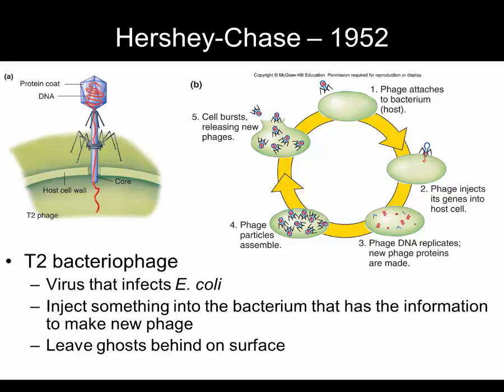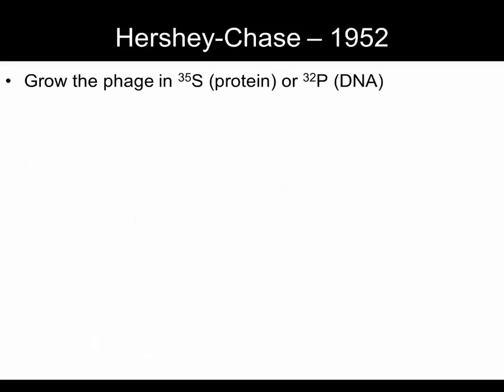Since phage consists of only proteins and DNA, Hershey and Chase only needed to explore these two options as the genetic material. They took phage and grew some in radioactive sulfur and some in radioactive phosphorus. Since sulfur is found in proteins but not DNA, and phosphorus is found in DNA but not proteins, they now had one line of phage with radioactive protein and one with radioactive DNA.